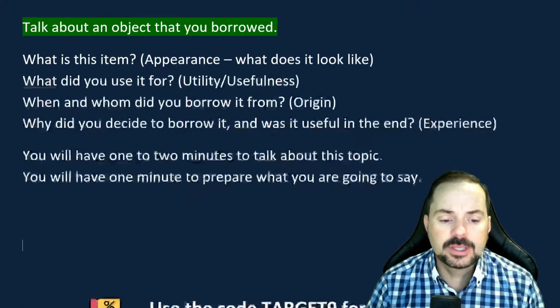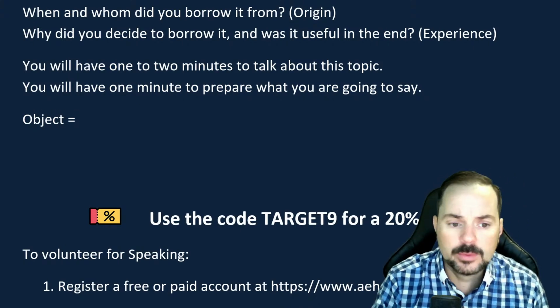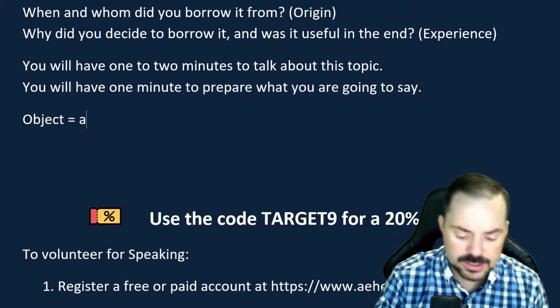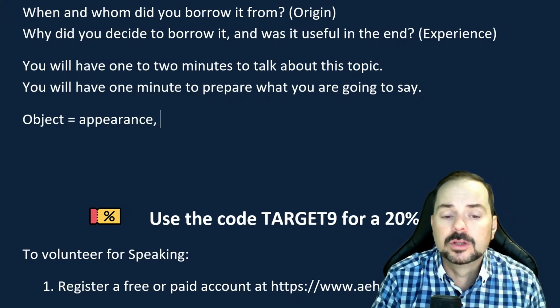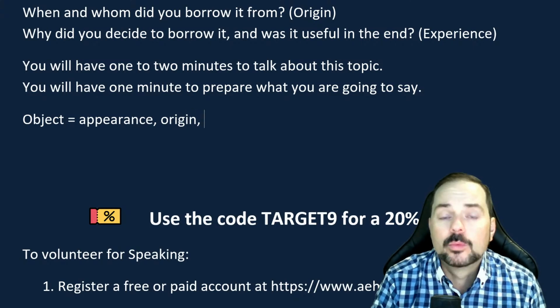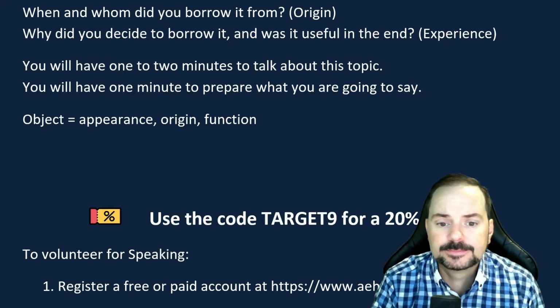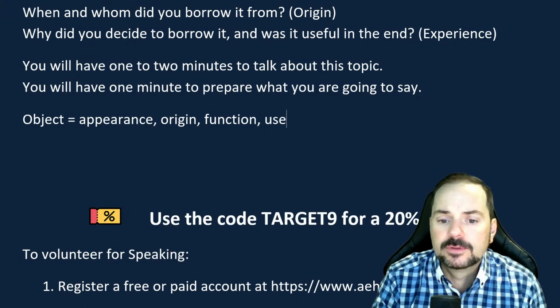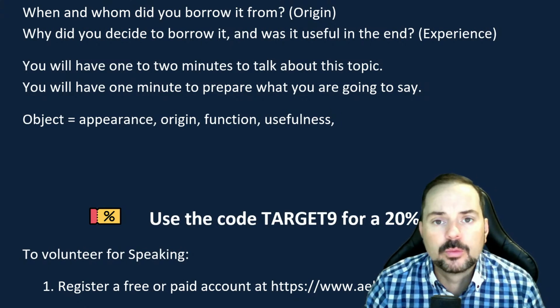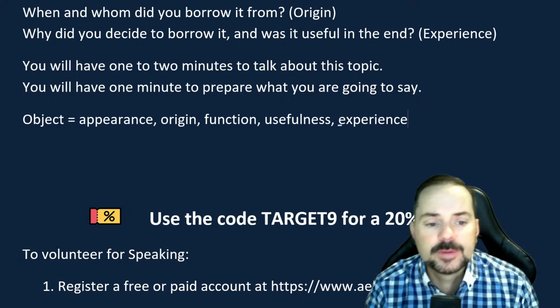Okay. Now here, and so as we discussed, we're talking about an object. And when we talk about an object, we talk about its appearance. So what does it look like? We talk about its origin. Where does it come from? We talk about its function. Right? So how do you use it? Right? And then we talk about its usefulness. So, you know, what do we use it for? And we can talk about the experience as well. So our own experience with this object.